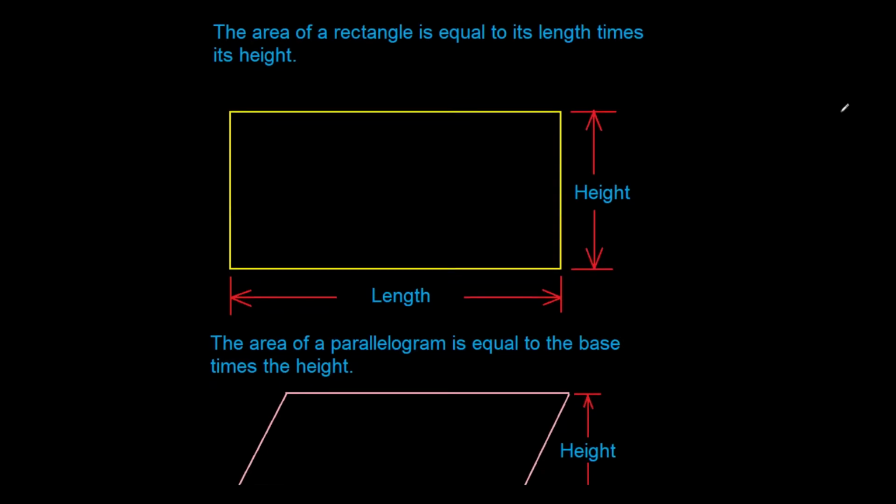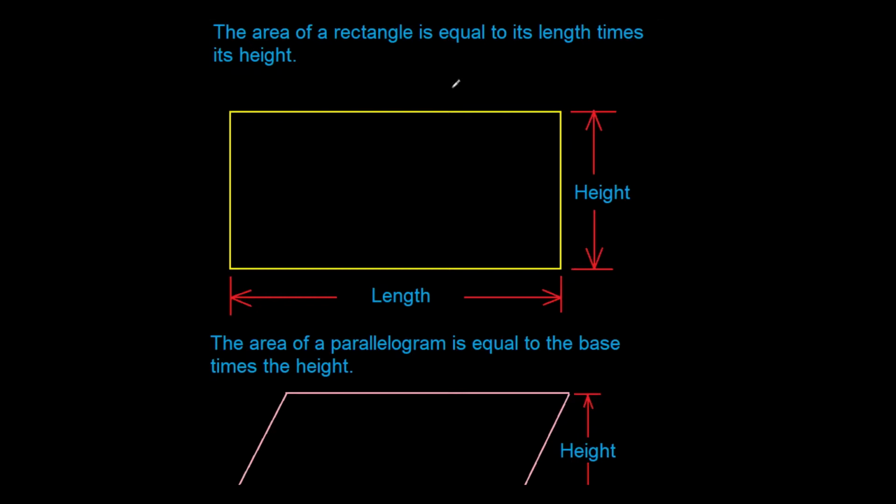In this one, the rule says that the area of a rectangle is equal to its length times its height. So let's say its length was 10 meters, and its height was 50 meters. 10 times 50 equals 500 meters squared. Very simple, very simple. Let's change it into something else.